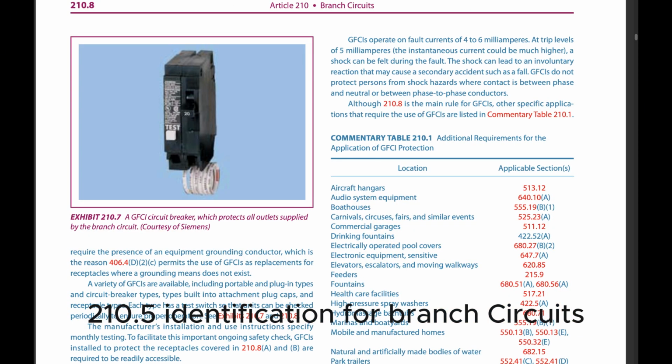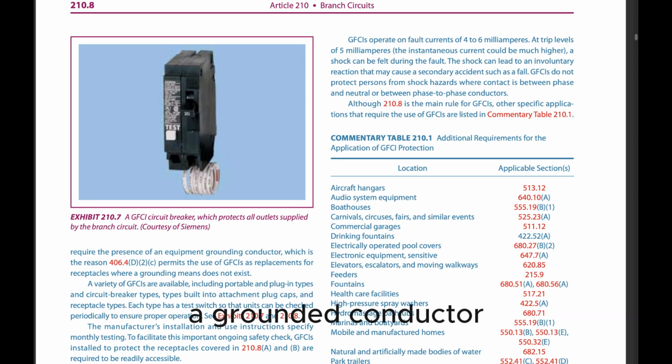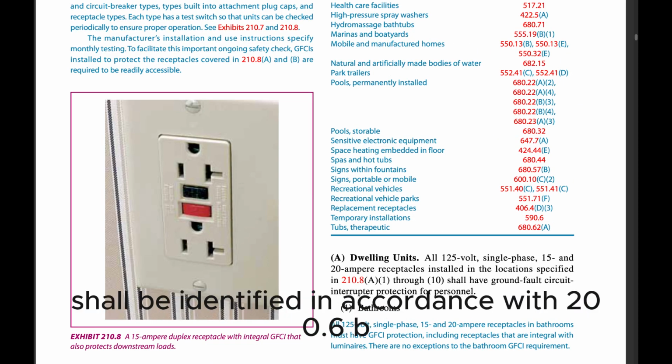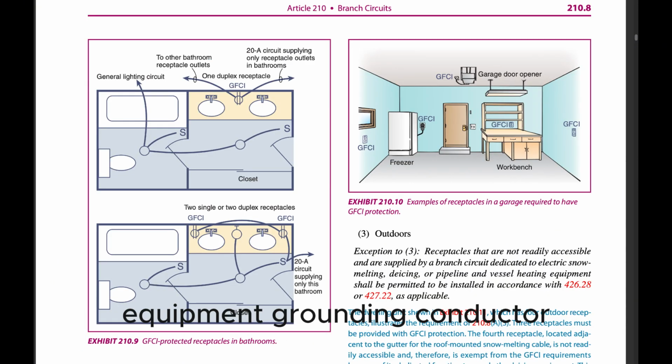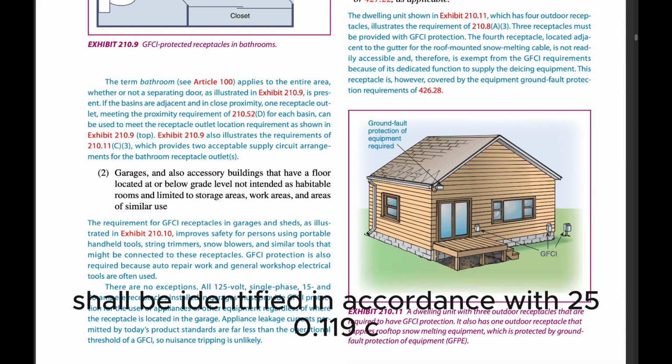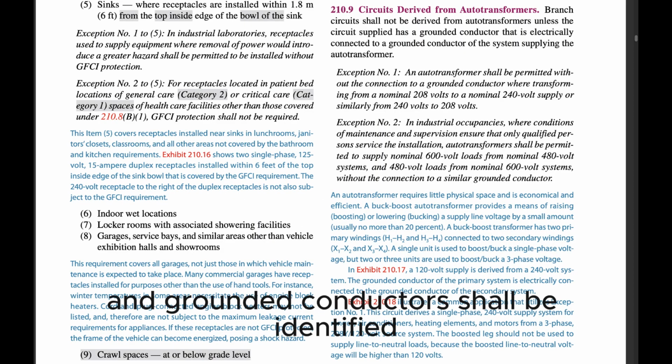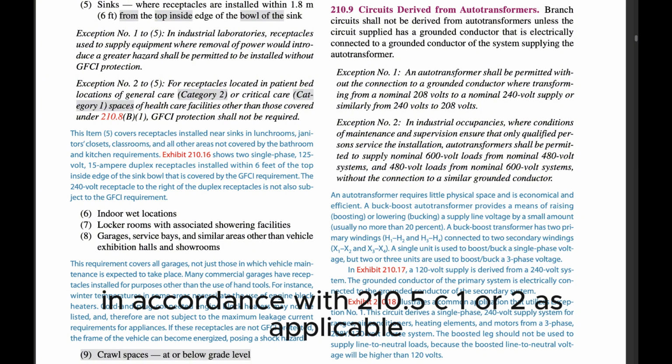210.5 Identification for branch circuits. (A) Grounded conductor. The grounded conductor of a branch circuit shall be identified in accordance with 200.6. (B) Equipment grounding conductor. The equipment grounding conductor shall be identified in accordance with 250.119. (C) Identification of ungrounded conductors. Ungrounded conductors shall be identified in accordance with 210.5(C)(1) or (2), as applicable.